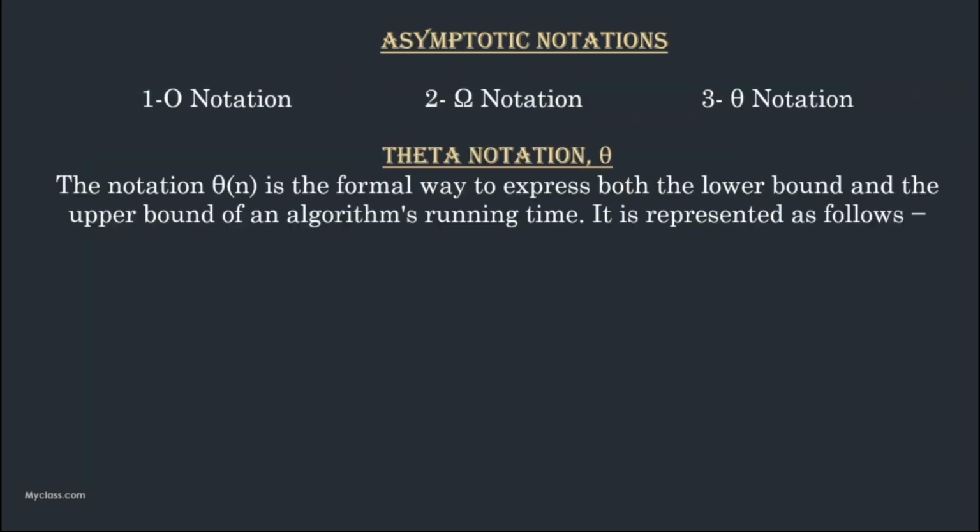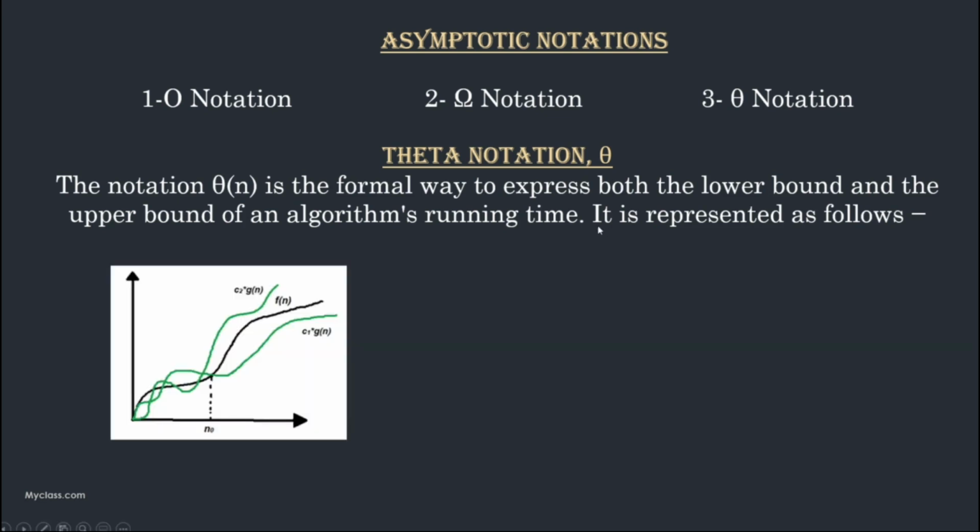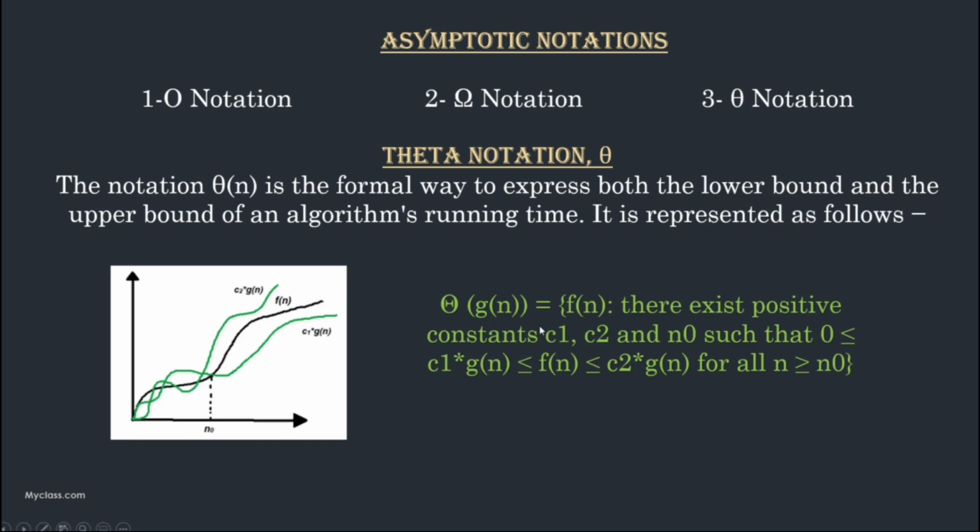Next, our theta notation. The theta notation is the formal way to express both the lower bound and the upper bound. That means the average case of an algorithm's running time. How is it represented? Theta of g of n equal to f of n, there exist positive constants c1 and c2 and n0 such that 0 less than or equal to c1 into g of n less than or equal to f of n less than or equal to c2 into g of n for all n greater than or equal to n0.